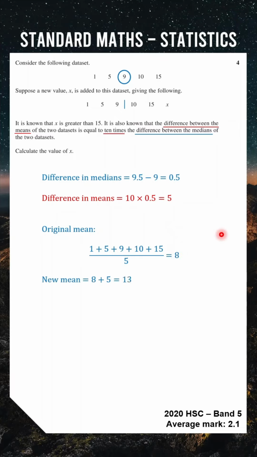So the last mark of this question is the tricky one. It is how do we figure out what the extra number is that goes in here that makes these 6 numbers have an average of 13. Well, we've got to kind of work backwards here.